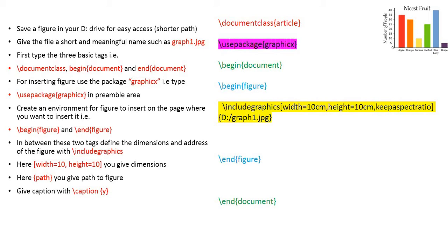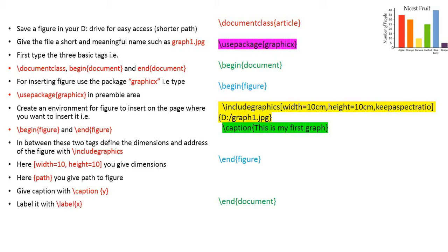Now give a caption to your figure. As you know, we always need captions beneath the figures. So beneath your figure, type the command \caption. In between these two curly braces, type the title of the figure, and here we have given "This is my first graph." You can give any title to your figure, whatever you want.